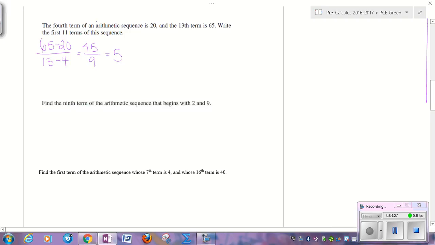So if you want to find the common difference when you're given 2 random points, subtract the values of those 2 terms and divide by the difference in their positions in the sequence, in this case the 13th and the 4th. Now this gives us our common difference.